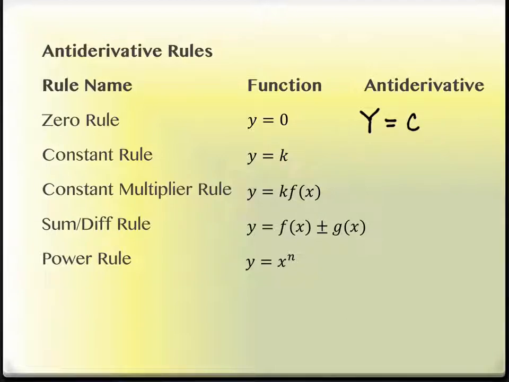So look at y equals k. k is just a number. So when did we get y, a derivative, to be equal to just a number? When did that happen?